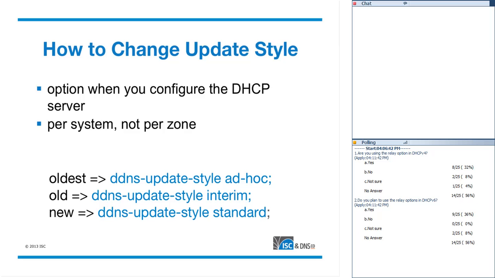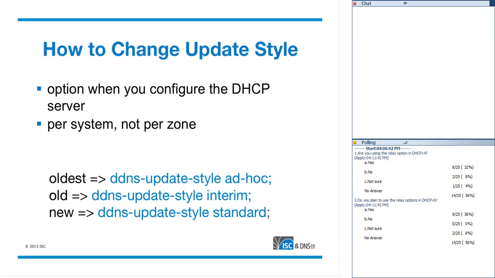This is done per system, not per zone, so you have to decide that anything served by that DHCP server is switching over. For the most part, if you're running a single server, that's really not an issue. If you're running multiple servers, you do want to make sure that they are all doing the same thing so that your DNS stays consistent.